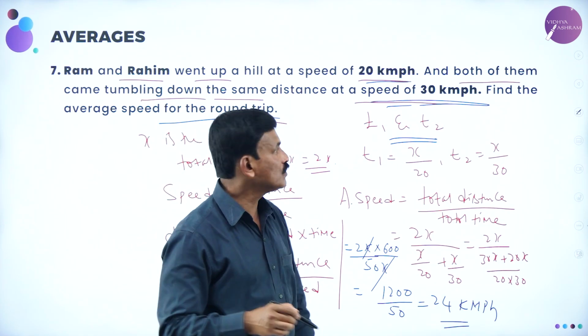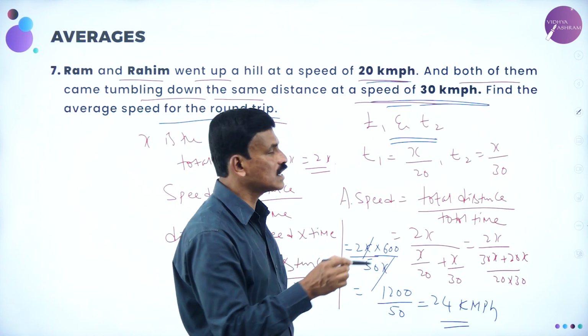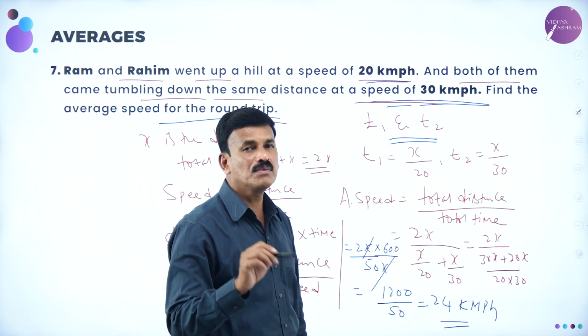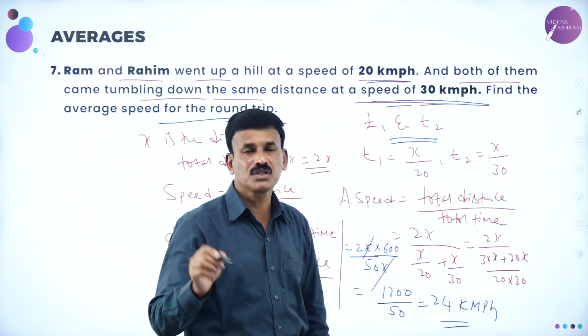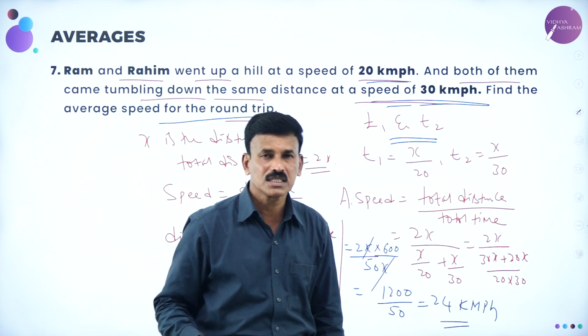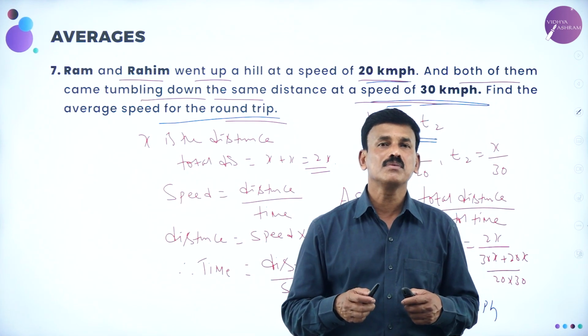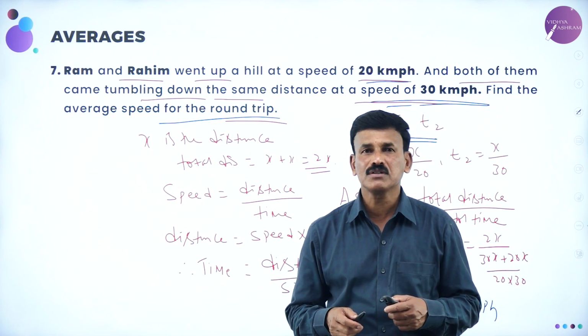Don't take the average speed as 20 plus 30 divided by 2. 50 by 2 is 25. 25 is wrong. Actually, the answer is 24 kilometers per hour. That's it. So this is how we solve the problem using the concept of combined averages.